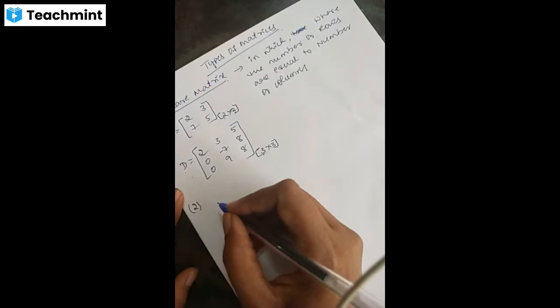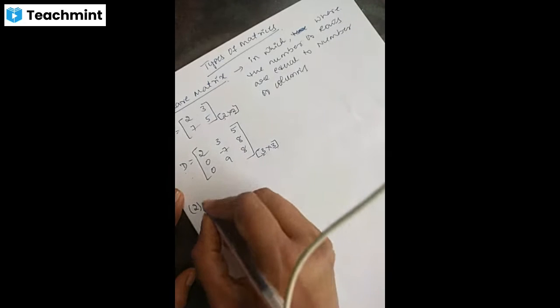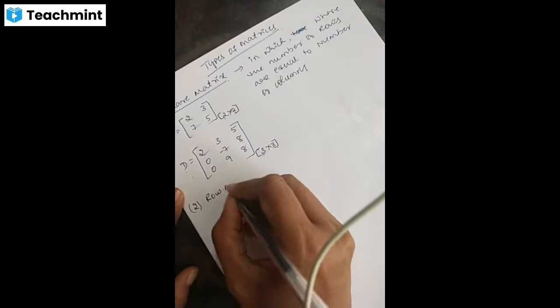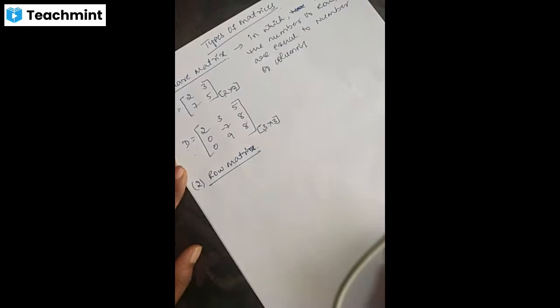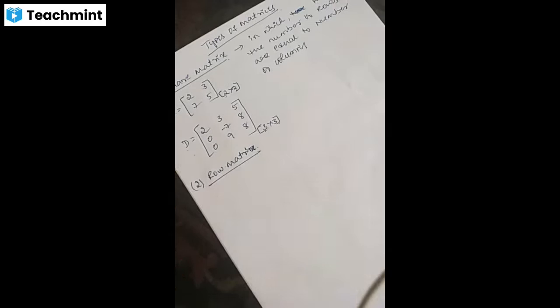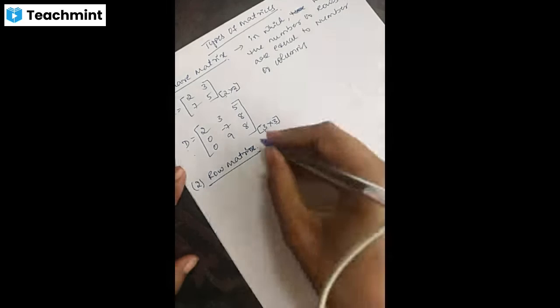Let's move on to the second type of matrix, that is the row matrix. What is the meaning of row matrix? Here, a row matrix is a matrix in which there is only one row with any number of columns.